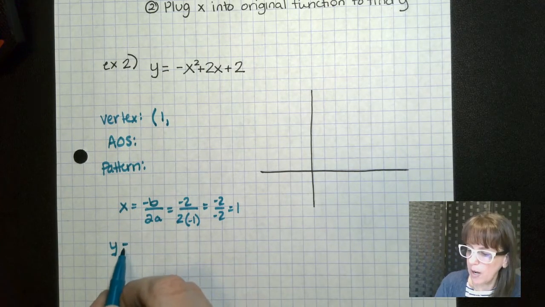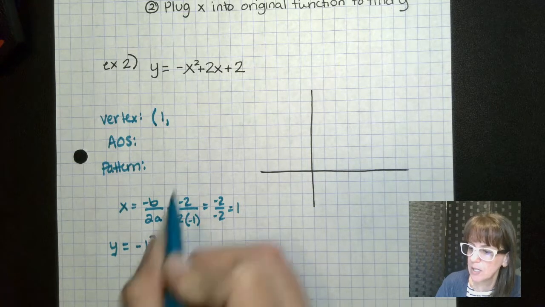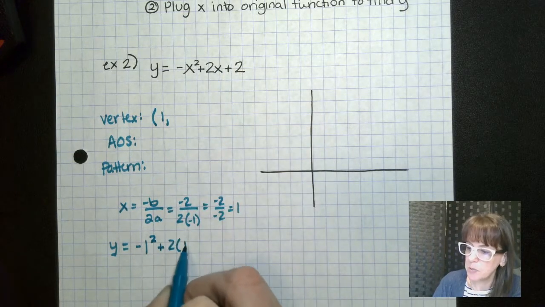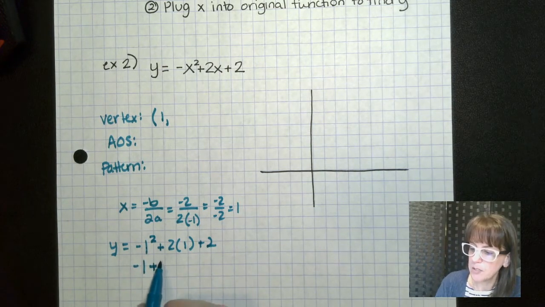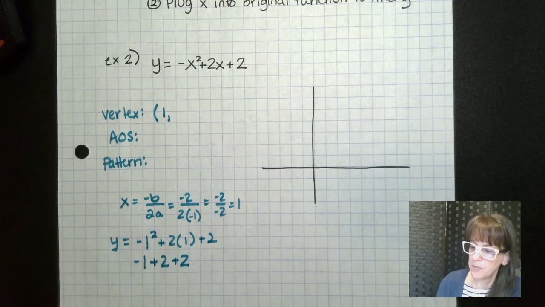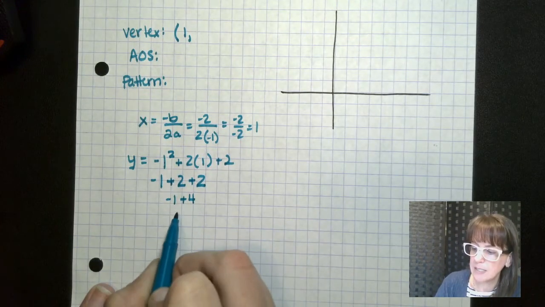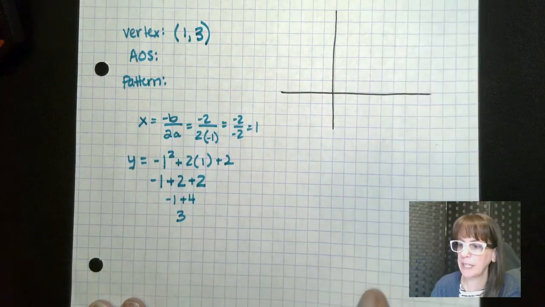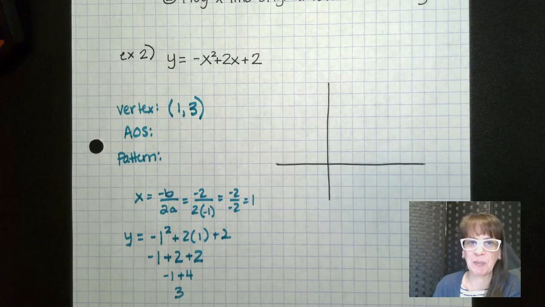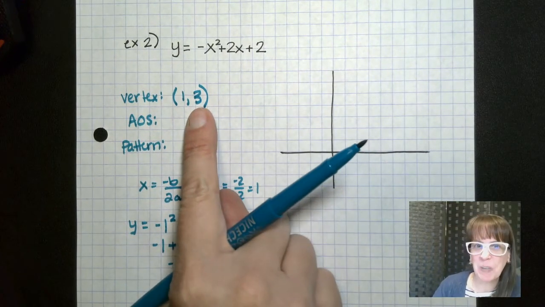To find our y, we need to plug that in. Negative 1 squared plus 2 times 1 plus 2. So negative 1 squared is 1, so negative 1 plus 2 plus 2. That's going to be negative 1 plus 4, which gives us 3. So our vertex is 1, 3. I swear this isn't the same as the other one. It just looks like it's the same. So our vertex is 1, 3.